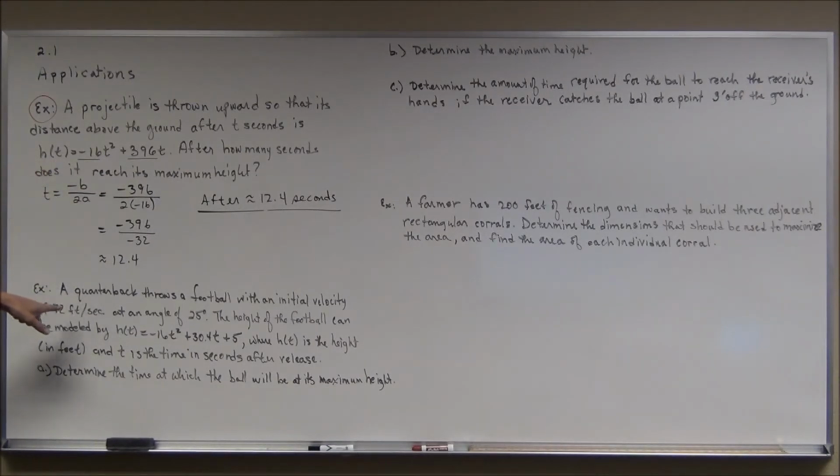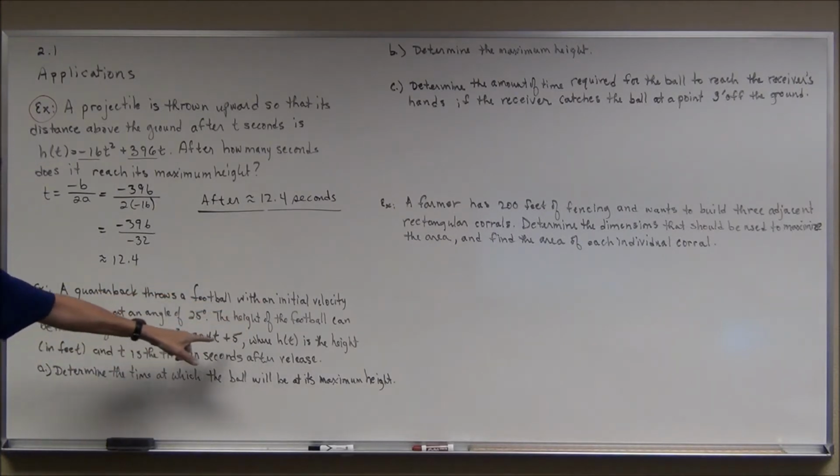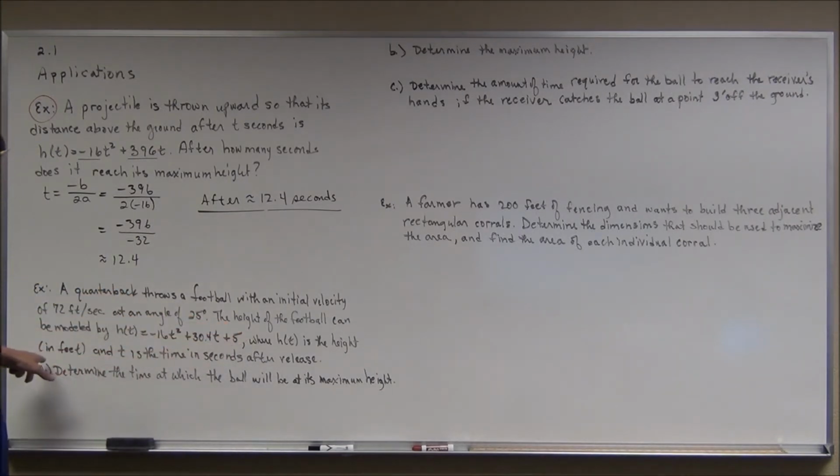Here's another kind of problem that's very similar, but it's not being thrown straight upward. In this case, we have a quarterback throwing a football, so you know he's going to throw it at an angle. A quarterback throws a football with an initial velocity of 72 feet per second and at an angle of 25 degrees. This sounds like a physics problem. The height of the football can be modeled by h of t equals negative 16t squared plus 30.4t plus 5, where h of t is the height in feet and t is the time in seconds after the release.